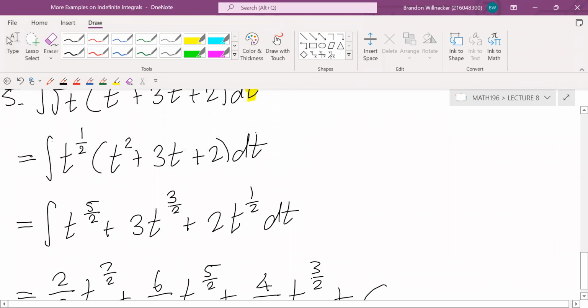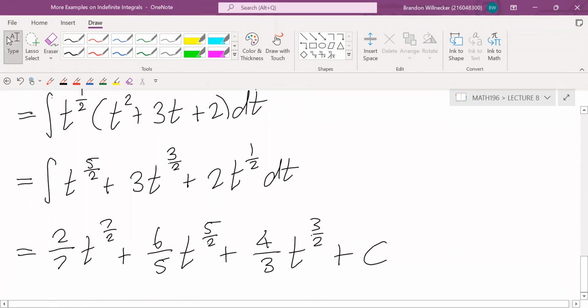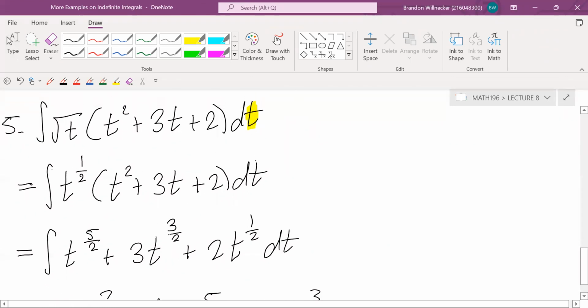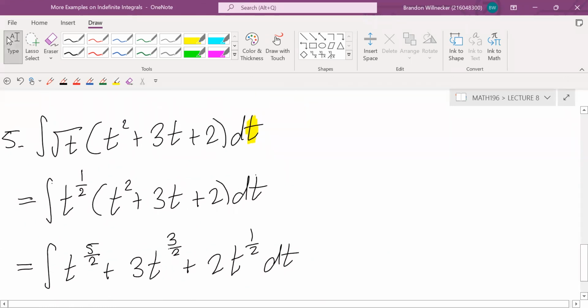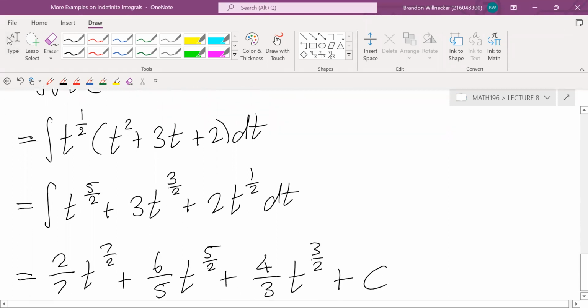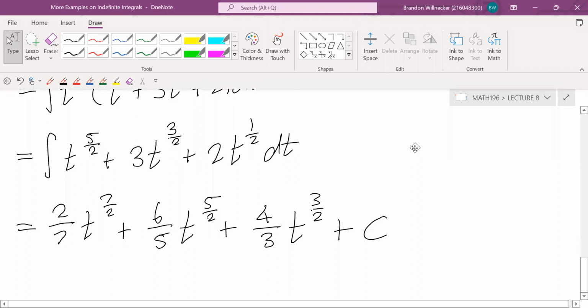Okay. So that's example number 5. So you see, it may look complicated in the beginning, but if you just write things in terms of powers, you expand everything out nicely, then it's just the power rule. So it's not too bad.